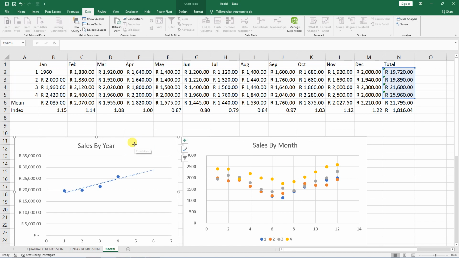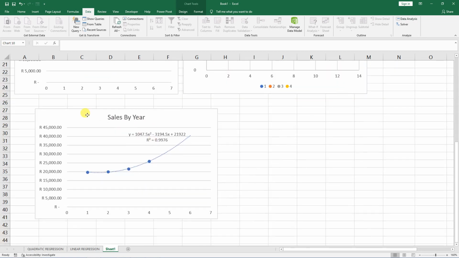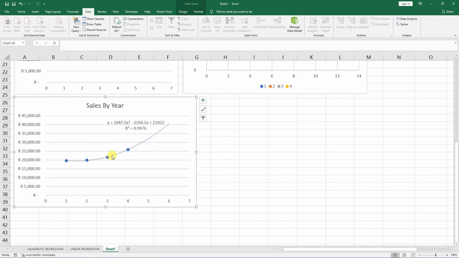On the left here we see this graph. We've put a linear forecast on there. It doesn't look too bad, but if we take a look at a polynomial regression or a quadratic form, we see that this type of forecast or regression actually is a lot closer, a much better fit to the data.